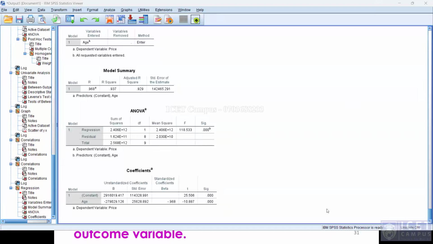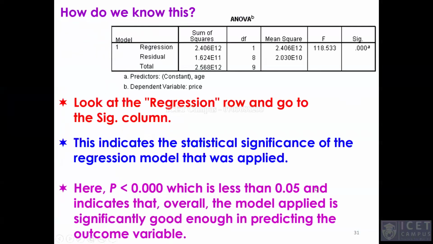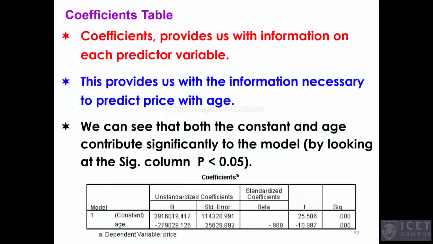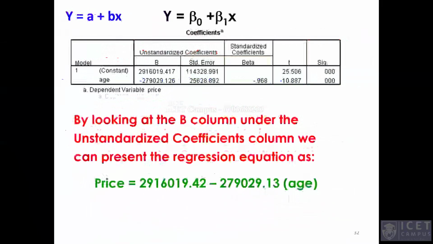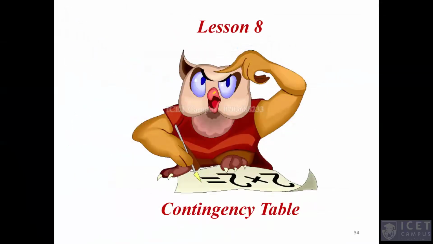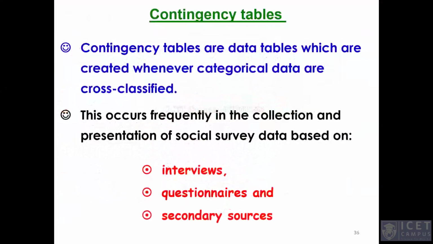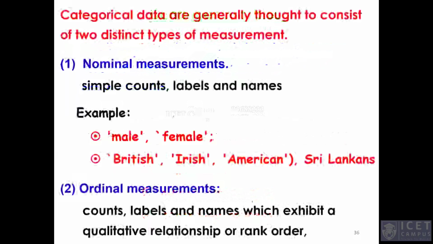Okay, right. Then we can go to the coefficient tables, so it's given here. Then the contingency table, which is actually a non-parametric measure. We can use this for this kind of case. Contingency tables are data tables created whenever categorical data are cross-classified. This occurs frequently in the collection and presentation of social survey data based on interviews, questionnaires, and secondary sources. Categorical data are generally thought to consist of two distinct types of measurements.